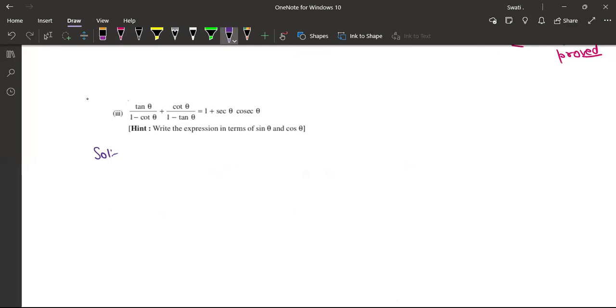सो यहाँ पे भी हमें प्रूव करना है. प्रूव क्या करना है? tan थीटा अपॉन 1 माइनस cot थीटा प्लस cot थीटा अपॉन 1 माइनस tan थीटा शुड बी इक्वल टू 1 प्लस sec थीटा इंटू cosec थीटा. यहाँ पे आपको हिंट दिया है.